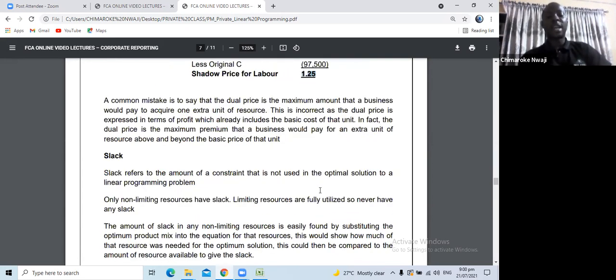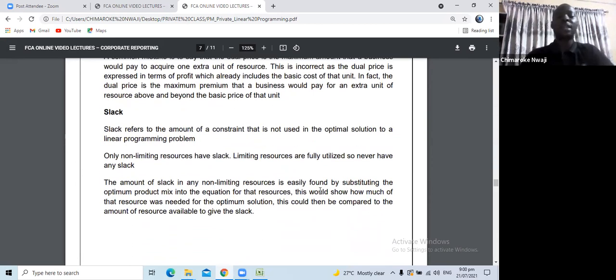Now, what is slack? Slack refers to any amount of a constraint that is not used in the optimal solution. It's just like when you are sewing clothes and they give you 6 yards to sew native clothes, and you use 5.5 or 5.75. That 1/4 that is not being used is a slack.